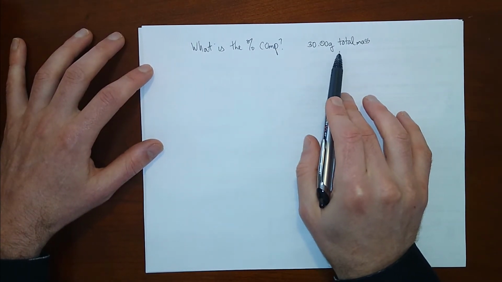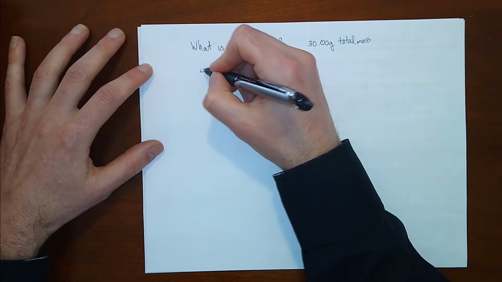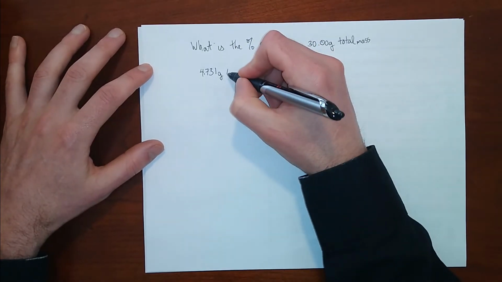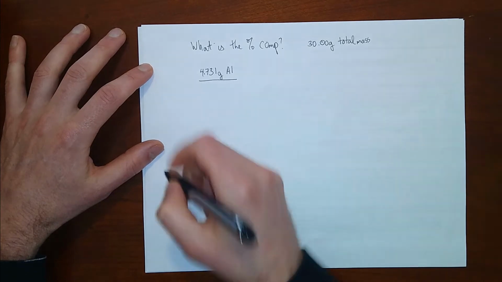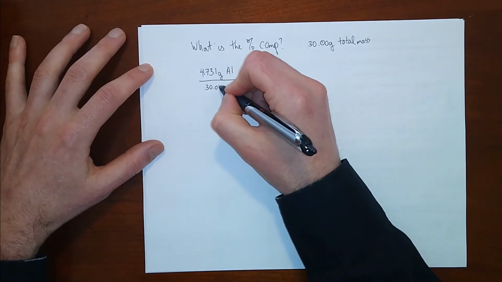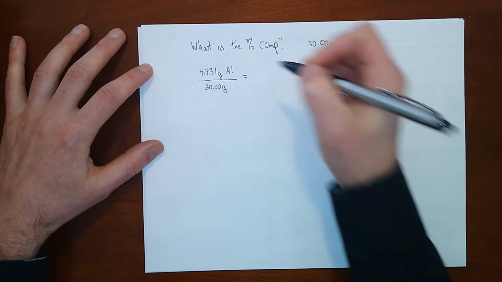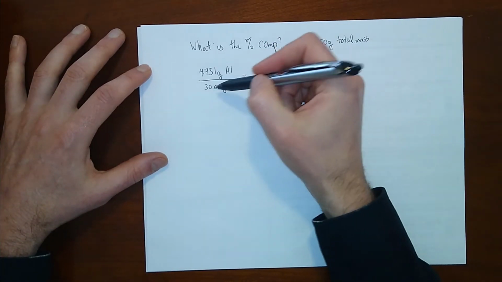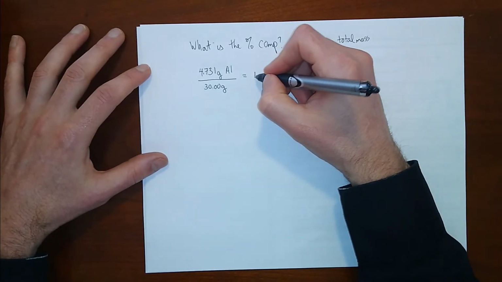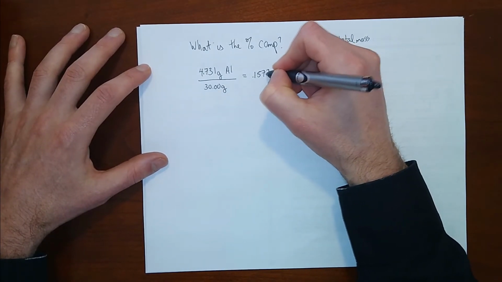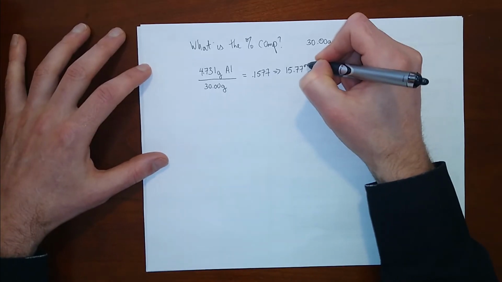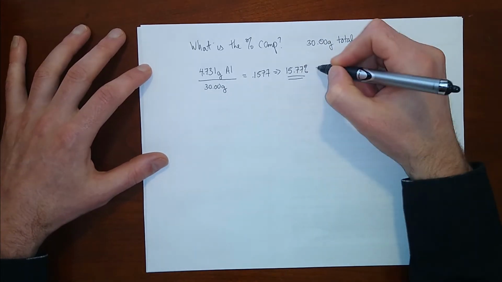Total mass is 30 grams, and we know that 4.731 grams of those are from aluminum. So there is the fraction that I need to come up with the percentage of the mass that comes from the aluminum in this compound. When I divide this fraction and turn it into a decimal, I get 0.1577, which means that 15.77% of this compound's mass is coming from aluminum.